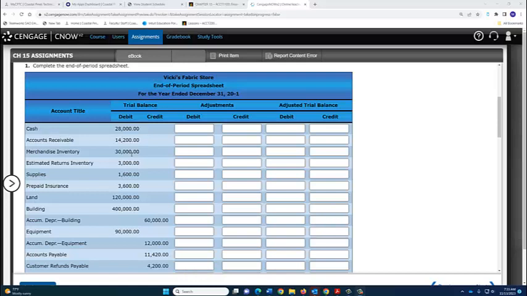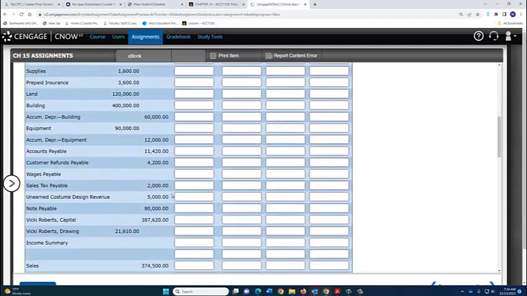So to adjust inventory, the first thing we do is remove the old inventory figure and then put in the new figure. Our old figure is 30,000 as a debit. To remove it, we're going to credit it for 30,000. And then the offsetting debit will be in the income summary account.